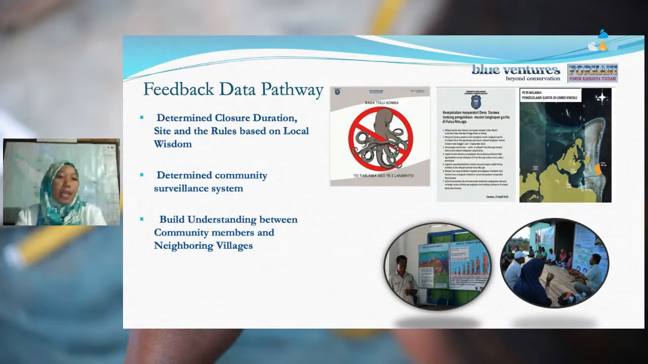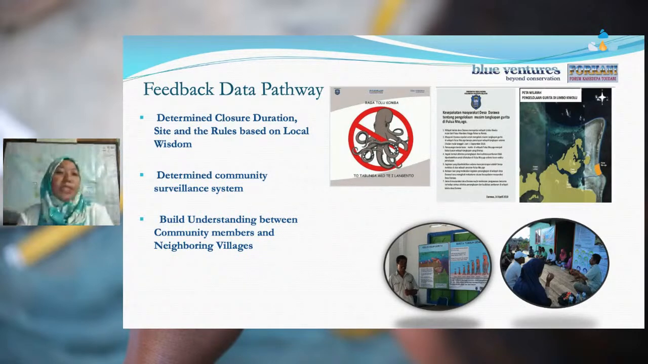Determining the closure duration is important to link with the trend. When the community understands which part or which time they mostly catch small octopus, they will decide what they will do. They need more income, and bigger octopus based on the data.